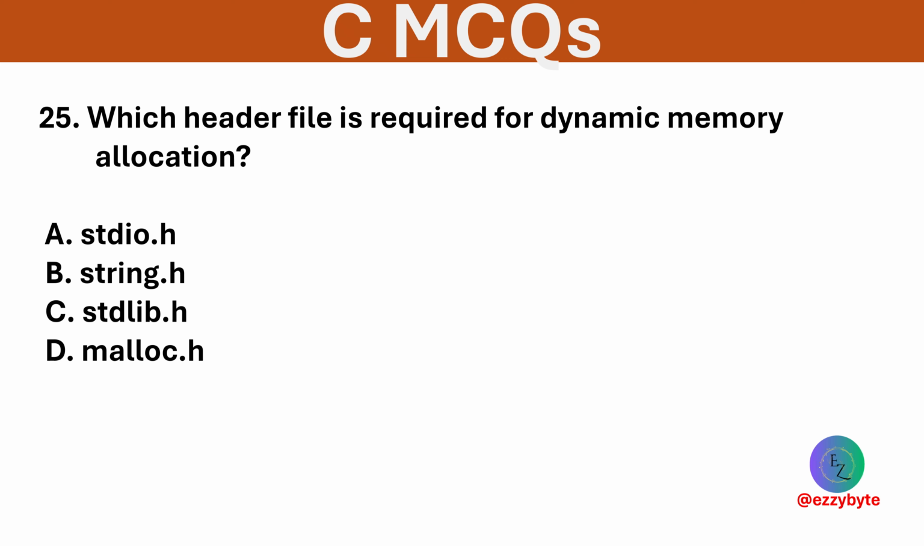Which header file is required for dynamic memory allocation? Options are stdio.h, string.h, stdlib.h and malloc.h. Option C is correct. stdlib.h contains memory functions like malloc.